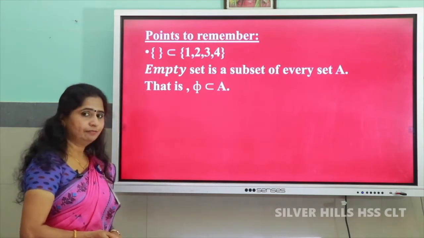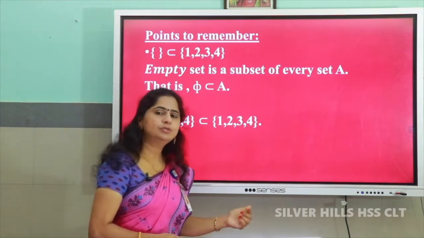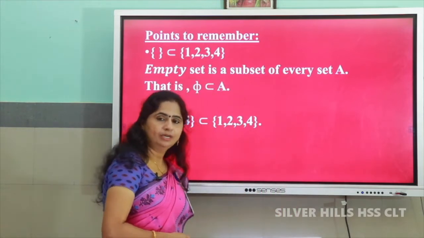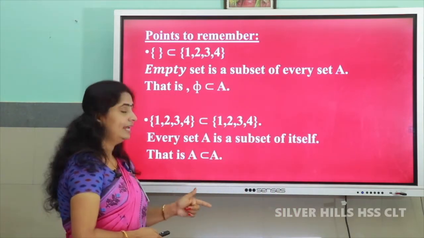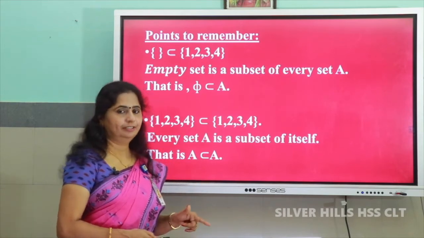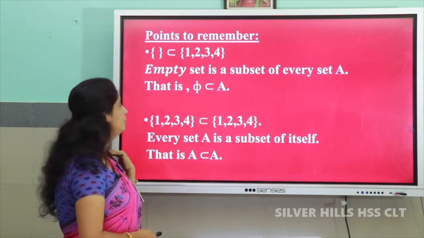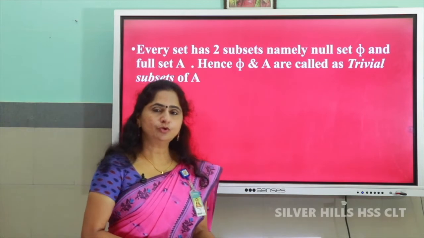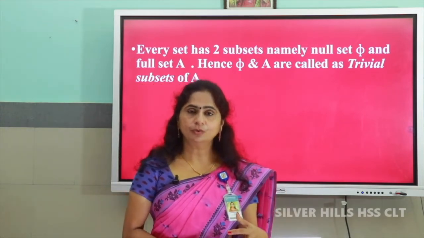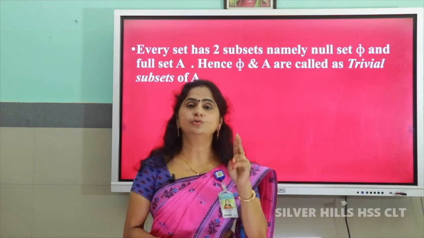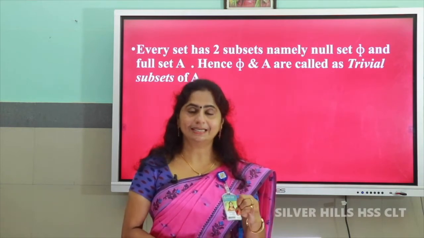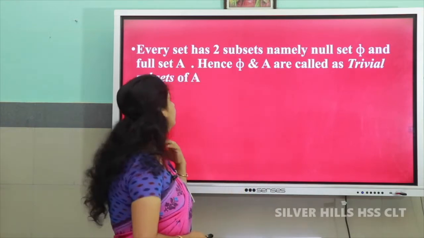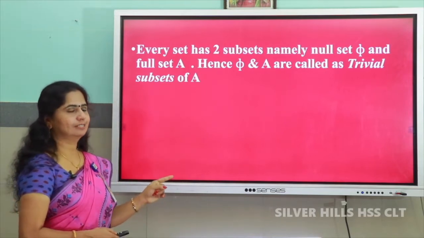The second important point which you have to remember is that the set {1, 2, 3, 4} is a subset of the set {1, 2, 3, 4}. In other words, every set A is a subset of itself, which is written as A is a subset of A. So, from the above two points, we know that every set has two subsets: one is the null set, another is the full set, for sure. Therefore, we call phi and A the trivial subsets of A.